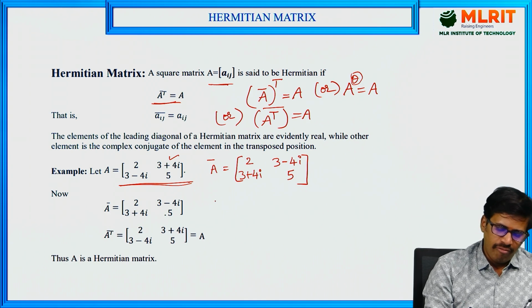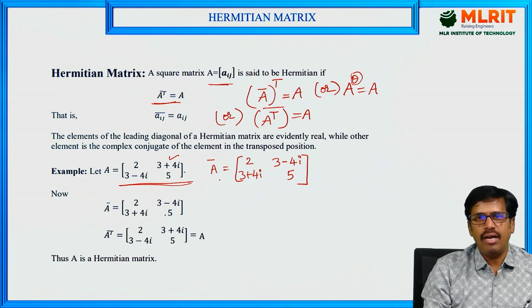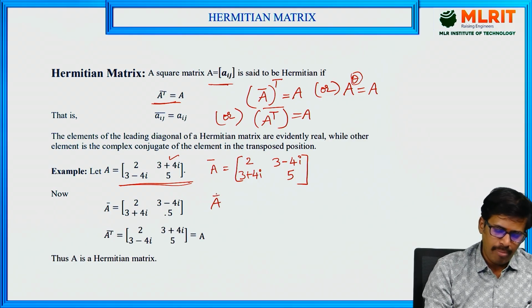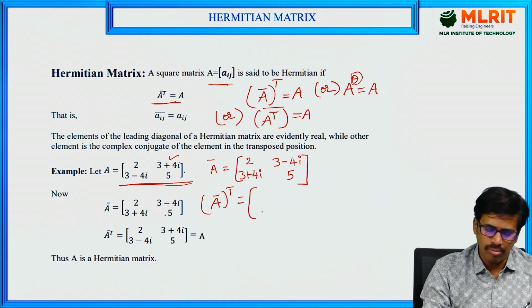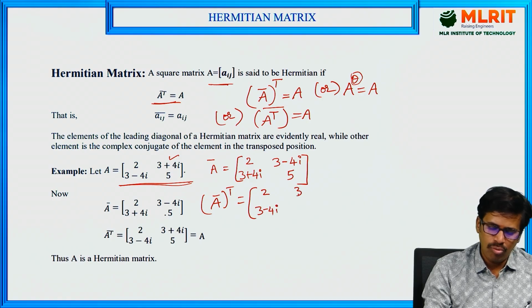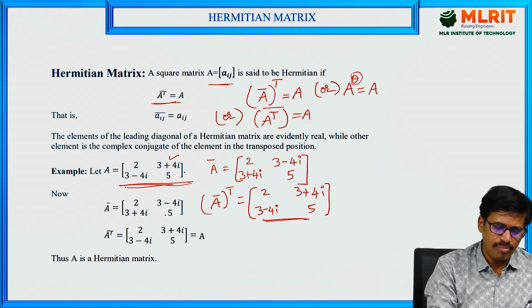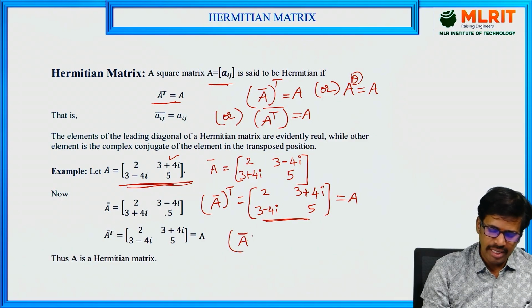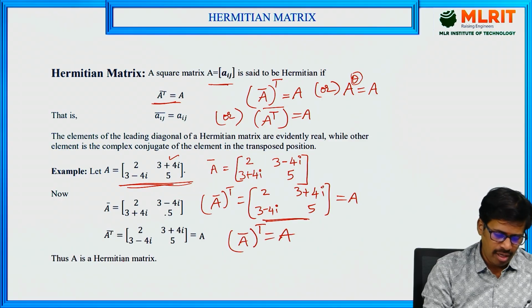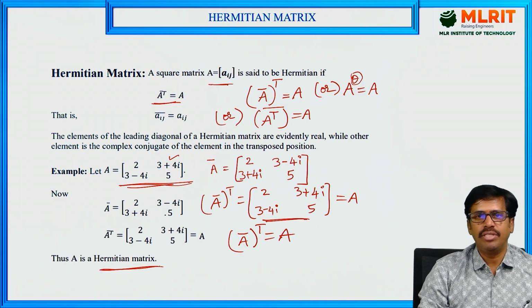Now, after finding the conjugate A bar, find its transpose. A bar whole transpose. Transpose means, you all know, interchange rows and columns. So, first row I am writing as first column, second row 3 plus 4i, 5 writing as second column. Check whether this matrix is equal to this matrix or not. 2, 3 plus 4i, 3 minus 4i, 5. This is equal to A. So we get conjugate transpose is equal to A. So we call it as Hermitian matrix.